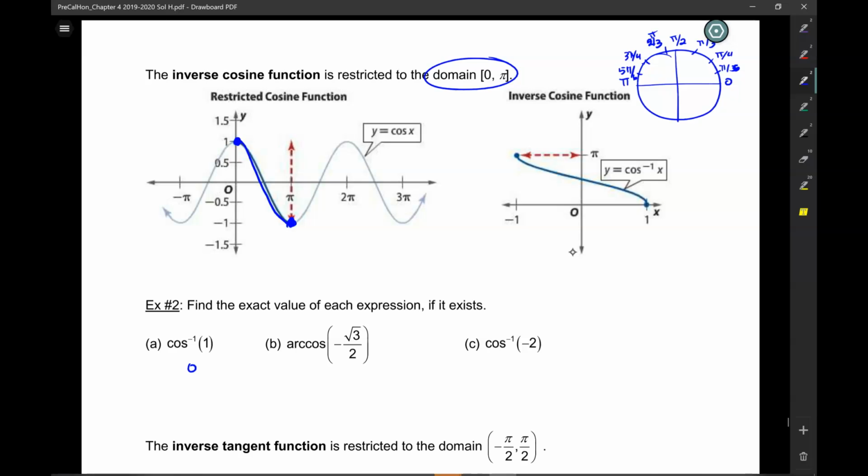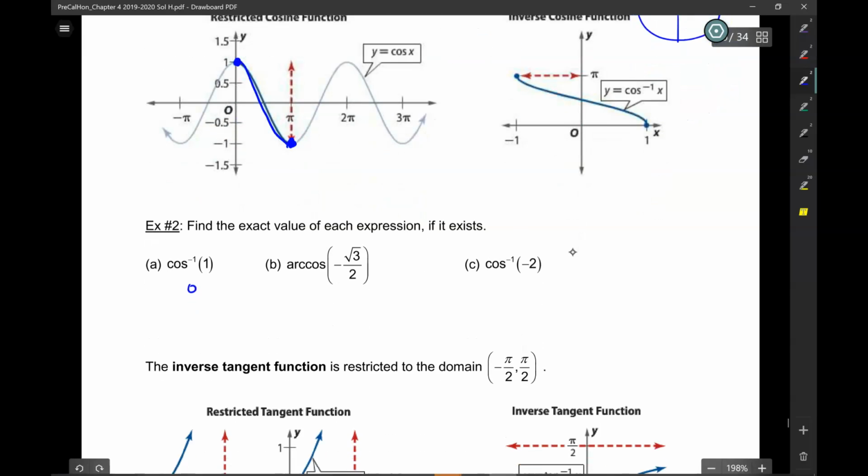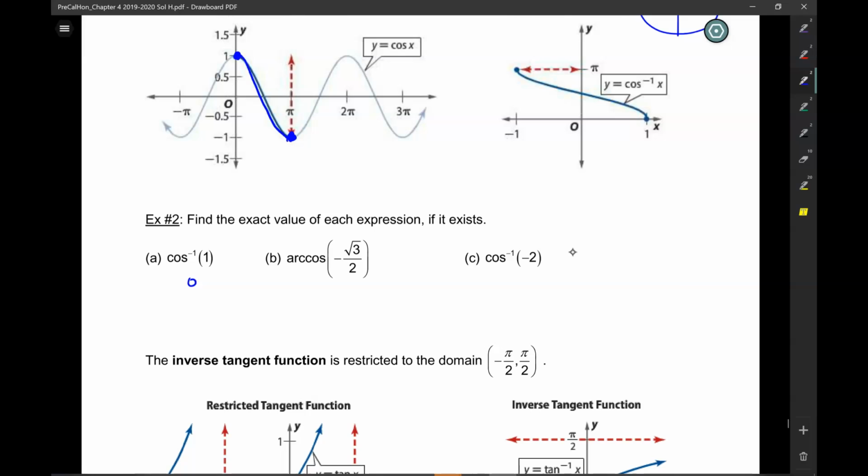Now we want arc cosine of negative root 3 over 2. So you have to think about for what angle is cosine root 3 over 2. That's either going to be pi over 6 or pi over 3. But we want it to be negative, so in that other column.